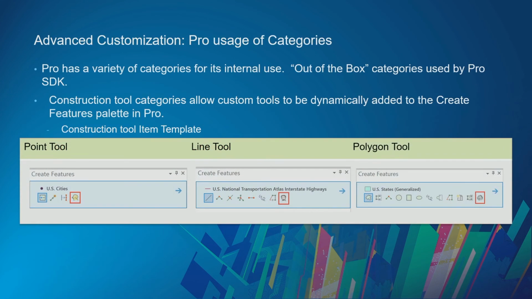So Pro SDK has a variety of categories for its internal use, and the Pro SDK uses some of these categories. So one such example is the construction tool item template. So when you create a custom construction tool, it gets dynamically added to the point, line, or polygon palette of your create features pane. So notice here on the screenshot, I have an icon inside the red box. These are custom construction tools, and they have been added to the corresponding palette in the create features pane. So we're going to see how it does that.